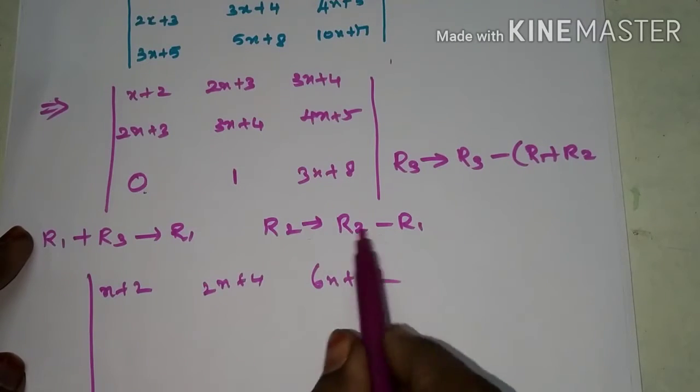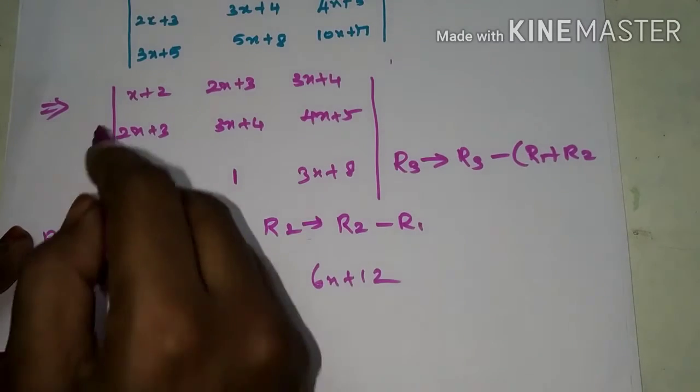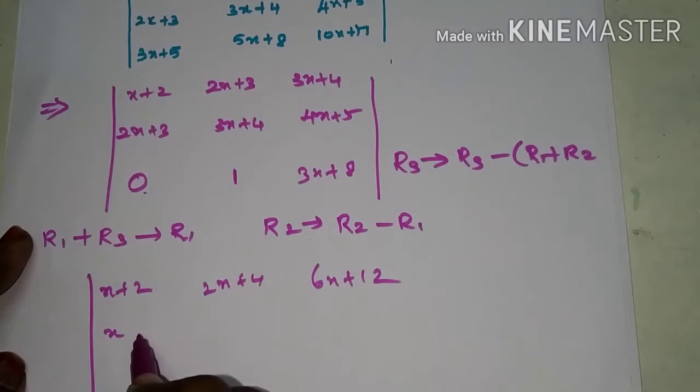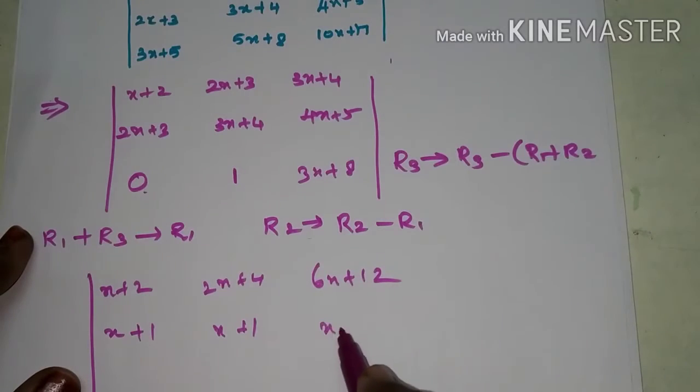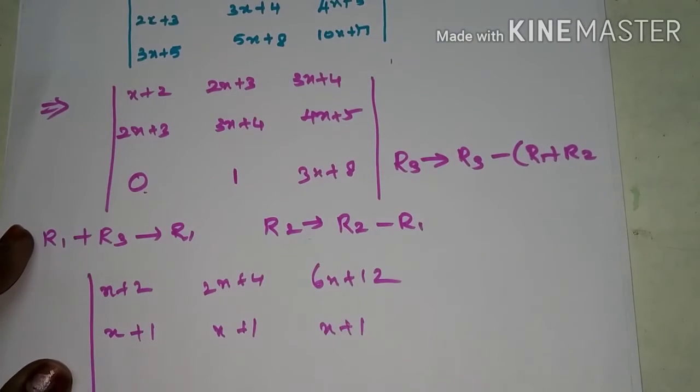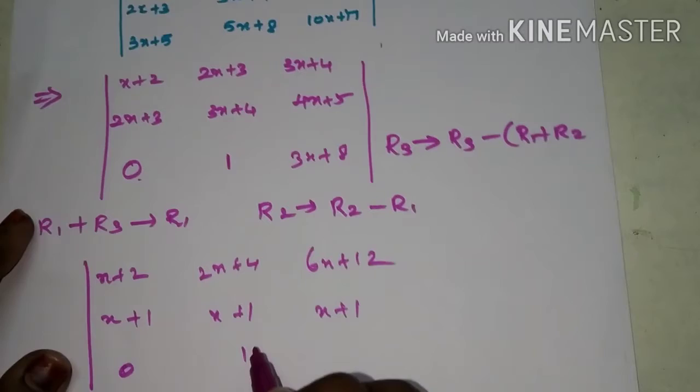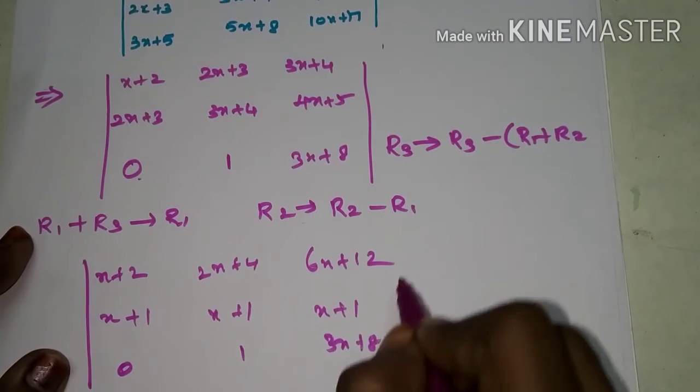And row 2 is subtracted with row 1 value. We'll get 2x minus x will get x. 3 minus 2 will get 1. And we'll get x plus 1 again. And here also we'll get x plus 1. Subtracting both the terms, now the remaining terms will be 0, 1 and 3x plus 8.